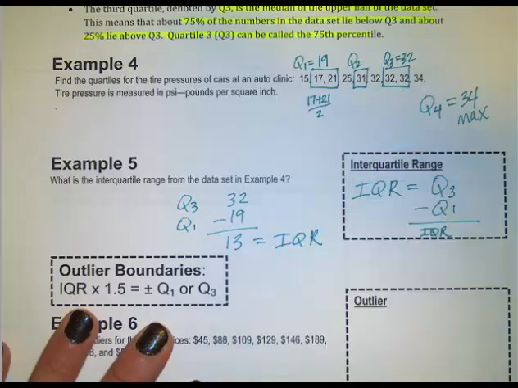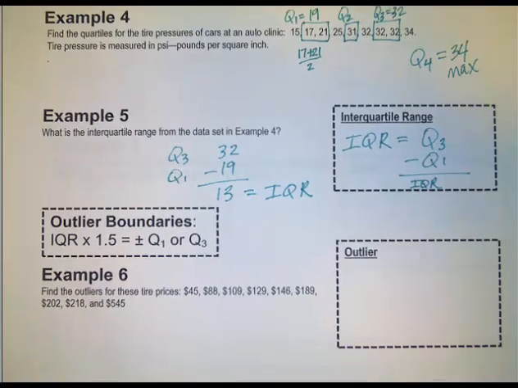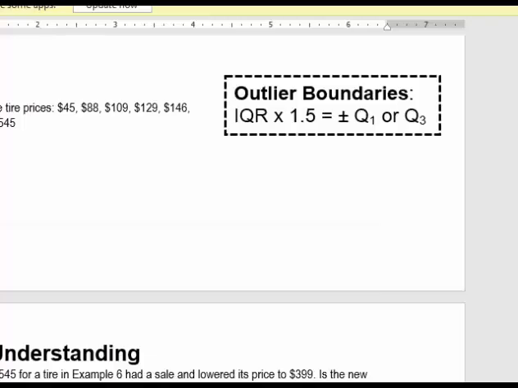So a lot of formulas here. Hopefully you remember them from previous math classes. All right, so our outlier, which we already said lies outside the normal values. Our outlier boundaries are the interquartile range times 1.5, and that equals plus or minus quartile 1 or quartile 3. So what the heck does that mean? Well, let's go and find out. So find the outliers for these tire prices. So first we have to find quartile 1 and quartile 3 in order to find the interquartile range.